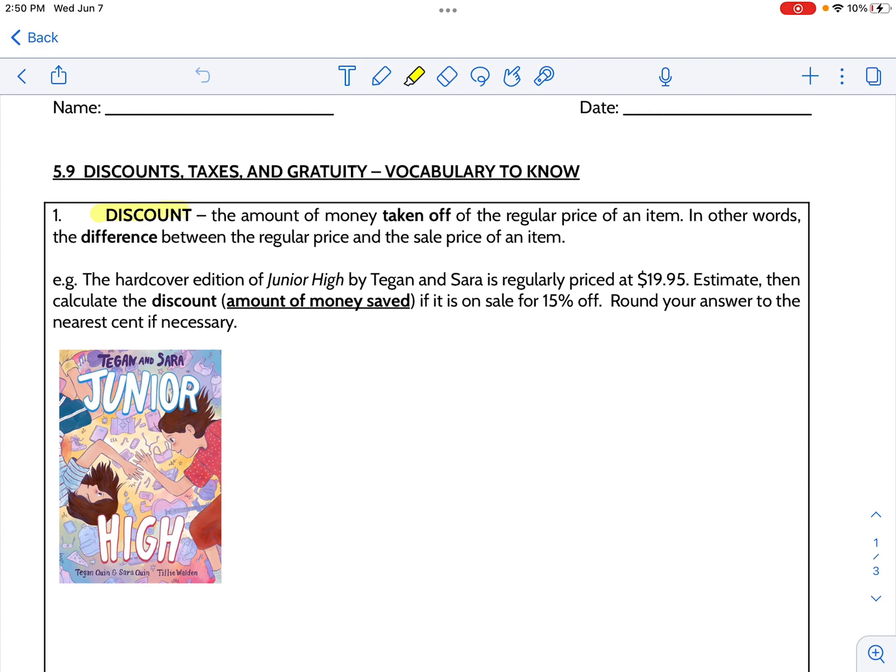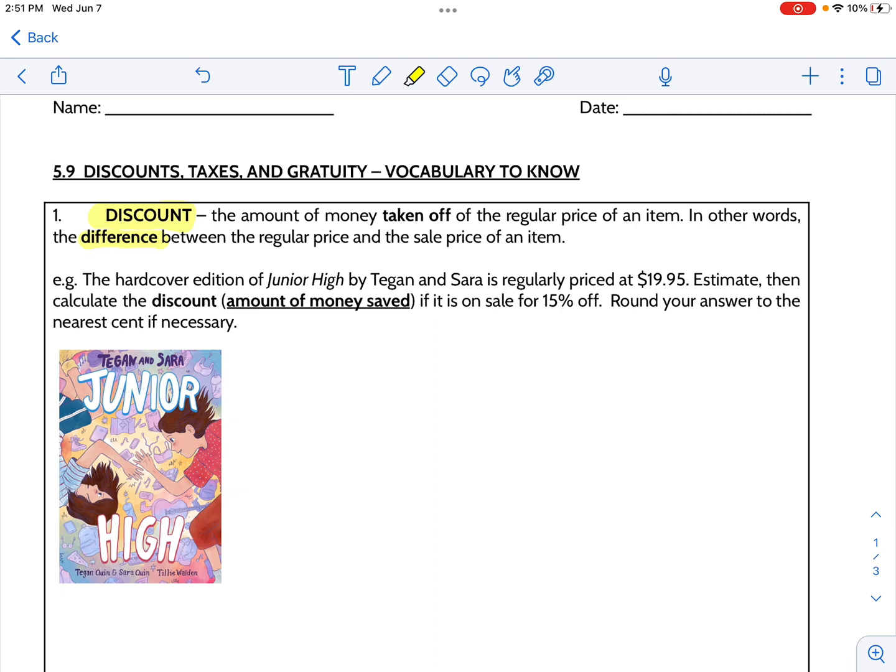the word discount here. To be clear, discount refers to the amount of money taken off the regular price of an item. In other words, it's the difference between the regular price and the sale price of an item. So you don't pay what the discount amount is. You have to subtract it from the regular price afterwards. That'll be in the next part.